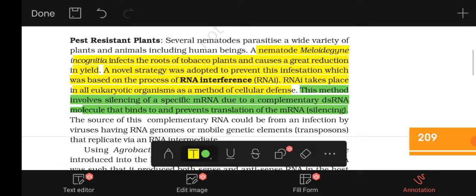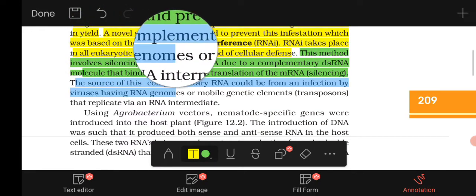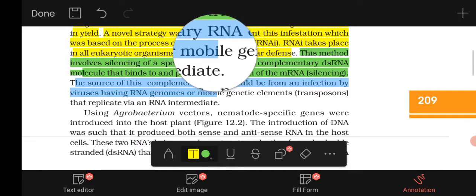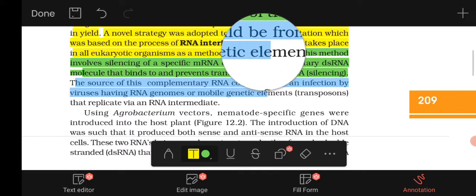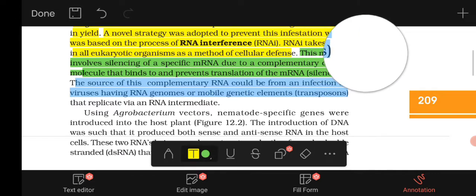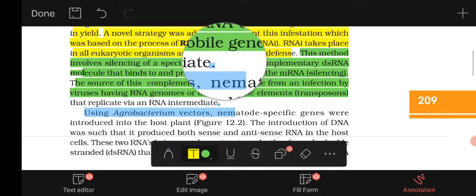The question is, from where does this double-stranded RNA come? We know that mRNA is already present, but this double-stranded RNA comes from outside, or it should be inserted, or it may enter through a viral infection or any other thing. So here they have given that this source of RNA, that is the complementary double-stranded RNA, could be from an infection by viruses having RNA genome or the mobile genetic elements called transposons that replicate via RNA intermediate.